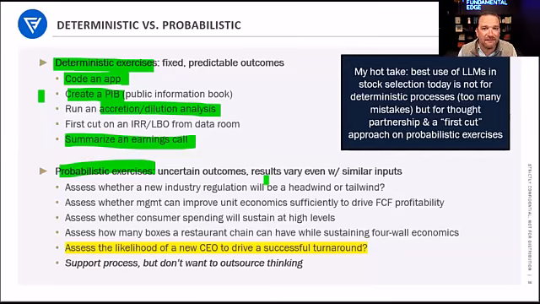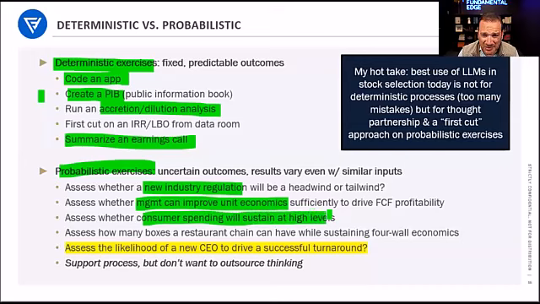Two investors can look at the same fact pattern and come to different conclusions, whether that's understanding the impact of new industry regulation, understanding if management can improve unit economics, whether consumer spending will sustain at high levels, how many boxes a new restaurant chain can have, or whether a new CEO can drive a successful turnaround.